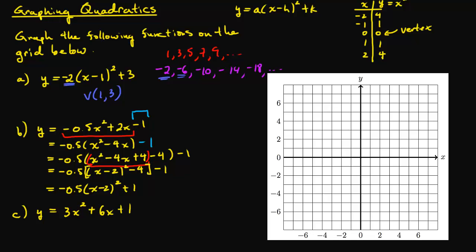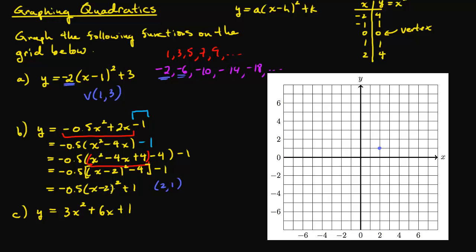So let's go ahead and do that. Remember that we can first figure out what the vertex of this equation is. The vertex of this quadratic is going to be 2 comma positive 1. So my vertex is 2 comma 1. I'm going to plot that on this grid over here. Let's go over 2, up 1. That's my vertex.